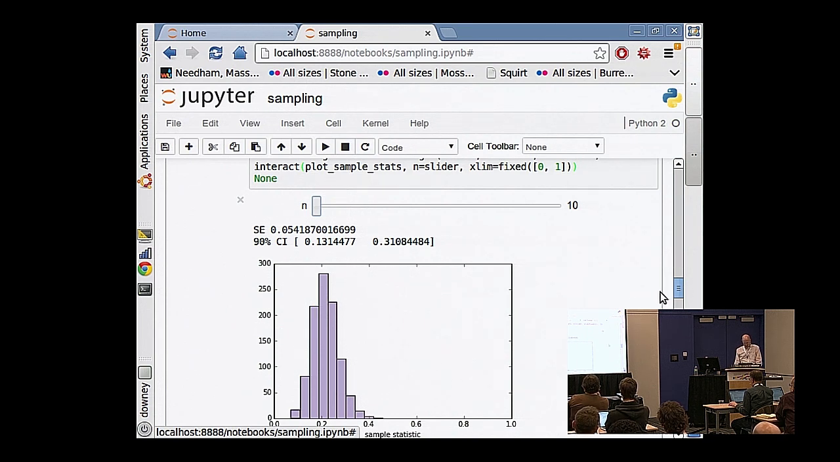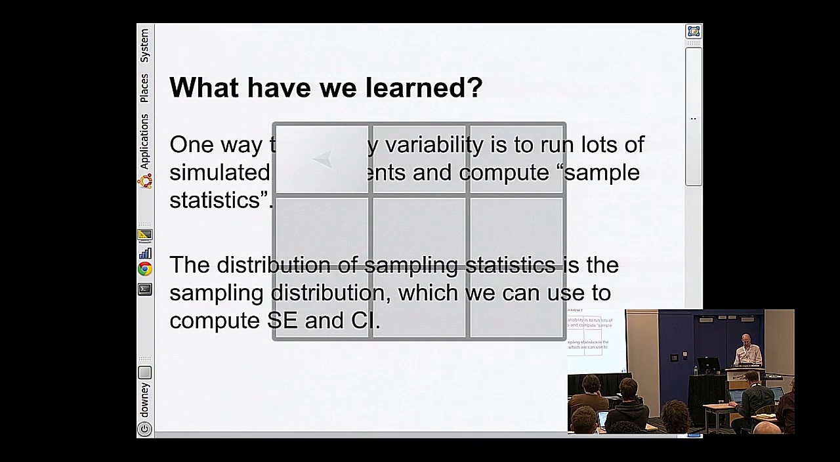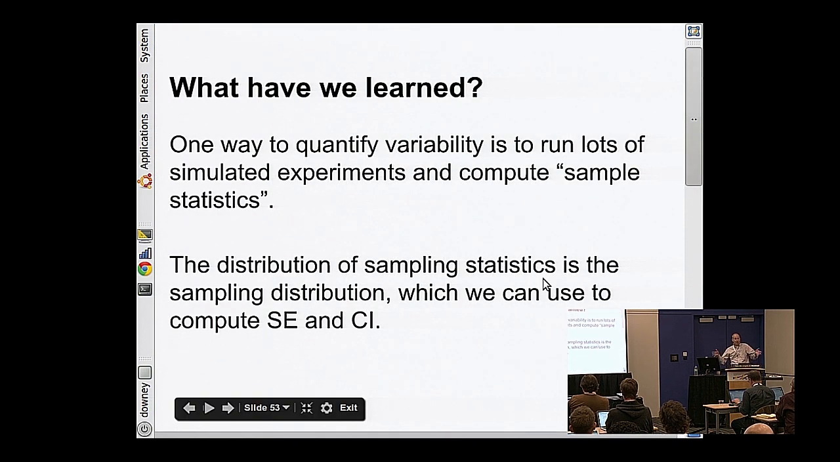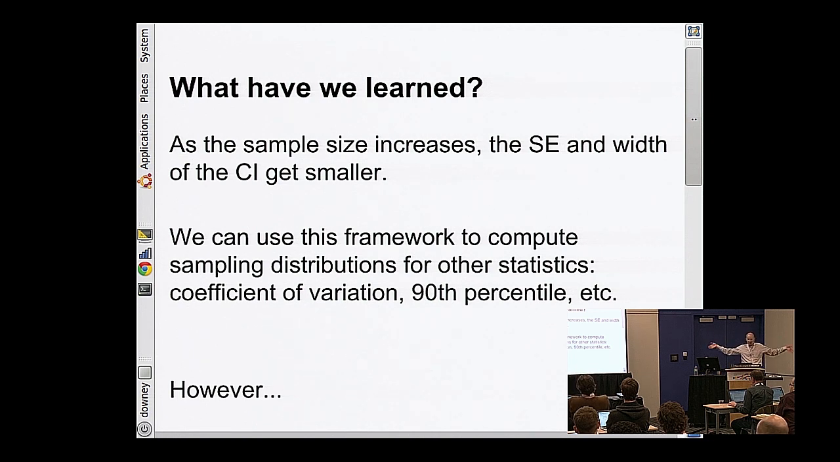And I think that's the end of this section. Yep. Let me recap, and then I'll introduce the next piece. So to summarize, we're going to quantify variability by running simulated experiments. Each experiment, we're going to compute a sample statistic. We get the sampling distribution, and from that, you can compute standard error and confidence intervals. I'm going to talk more in a minute about what confidence intervals mean. Let me come back to it. As sample size increases, these measures of precision get better and better, and we can do this for any kind of variable, any kind of statistic.